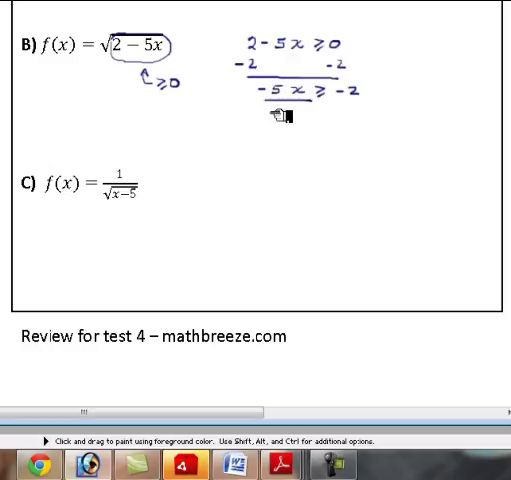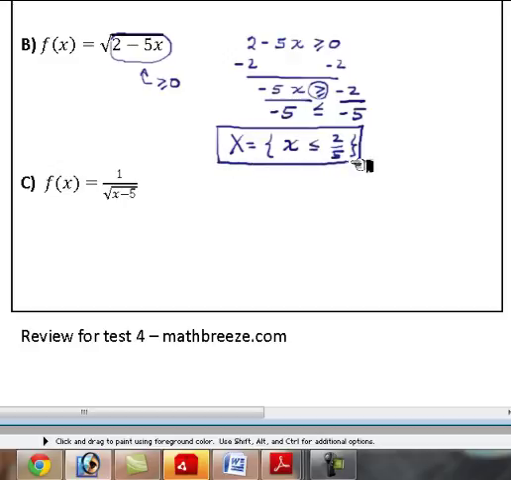All right, let's divide by minus 5. Don't forget to switch this direction. All right. So we have x less than or equal to 2/5. So that's actually our domain. Sometimes it might be written like this, or sometimes it just might be written like this, x less than or equal to 2/5.